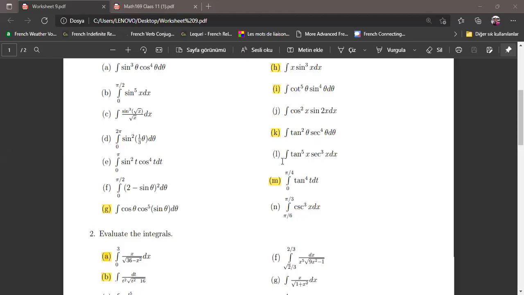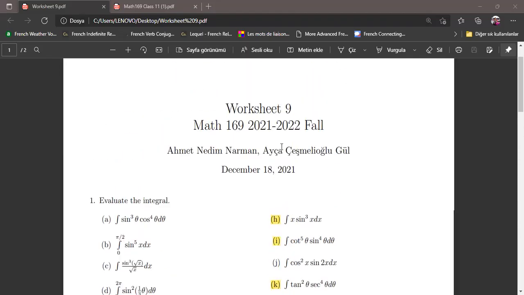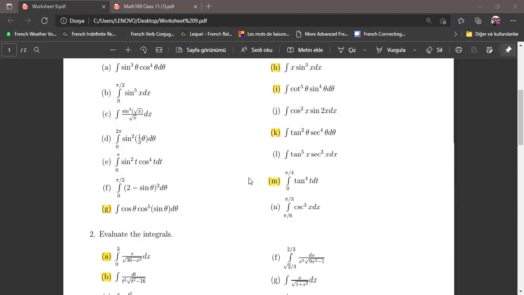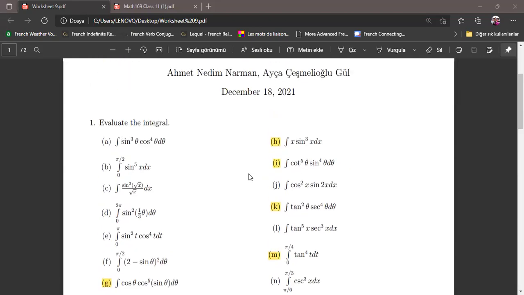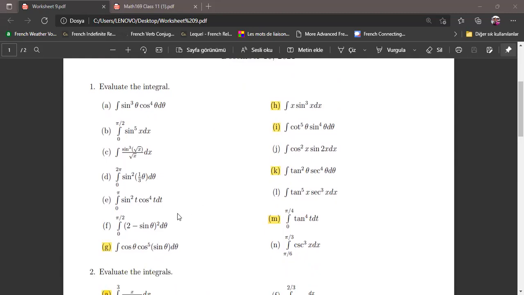Hi guys. So we will solve this worksheet 9. I plan to finish it here in the video. And if you have any questions, we can start with them in the online class. Okay, so I will solve the questions on the whiteboard. So let me share that.